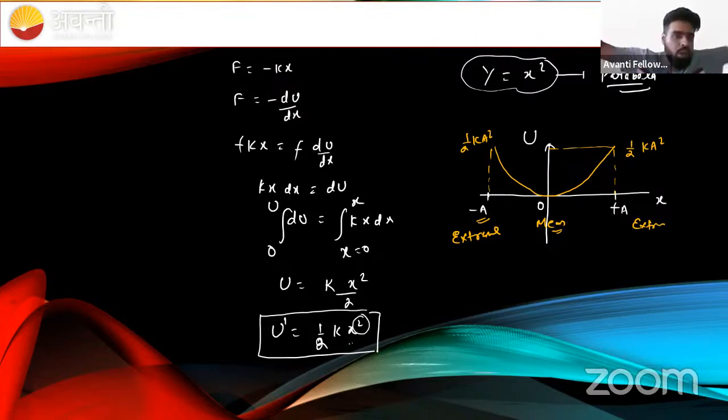This graph is not going to be infinite. It is restricted between minus a to plus a. I hope this is clear. Yes or no?